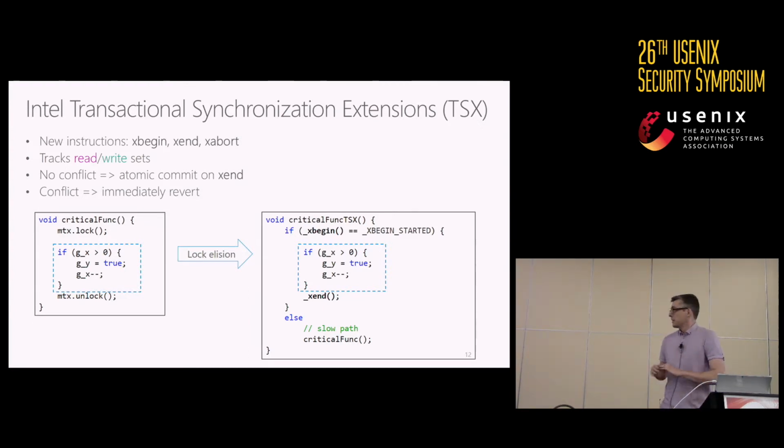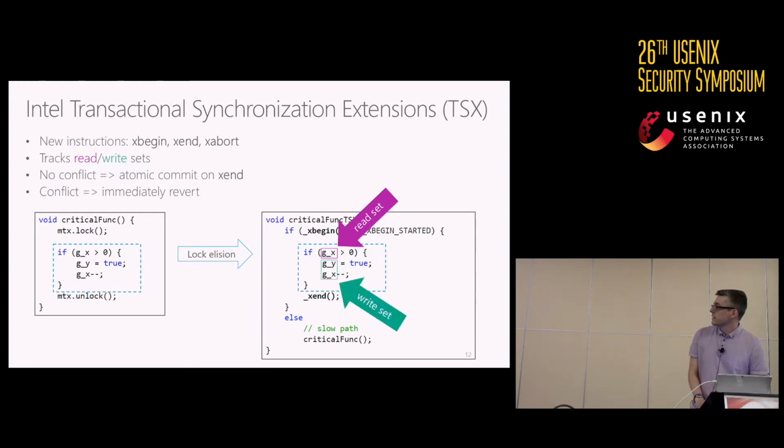Here, the lock is removed. Instead, we have the XBEGIN instruction. Then the program optimistically executes the critical code, and then the XEND instruction. And if everything goes well, then it can just run through without the need to acquire a lock. And if not, then the slow fallback handler is executed. So in this case, the global variable X is in the read set, and Y is in the write set.